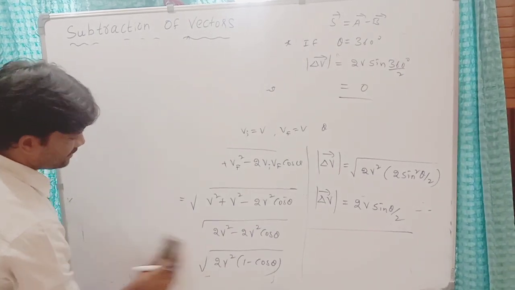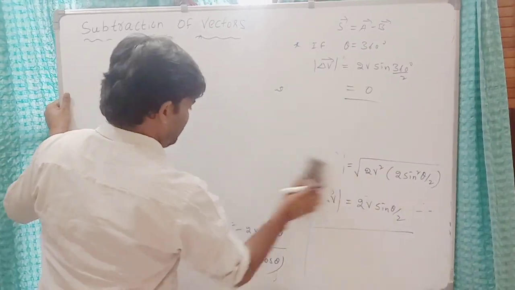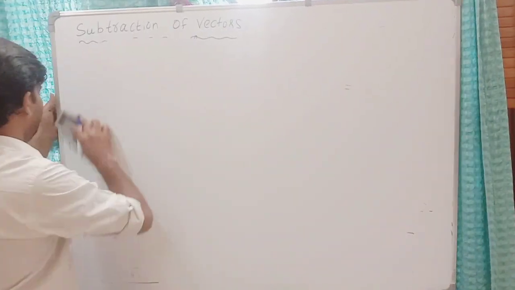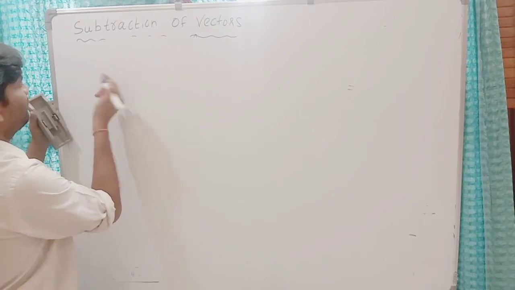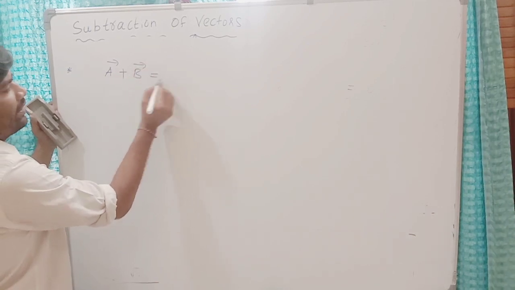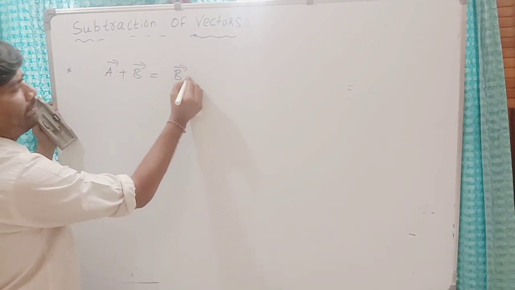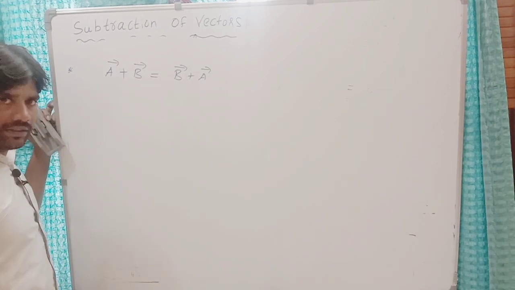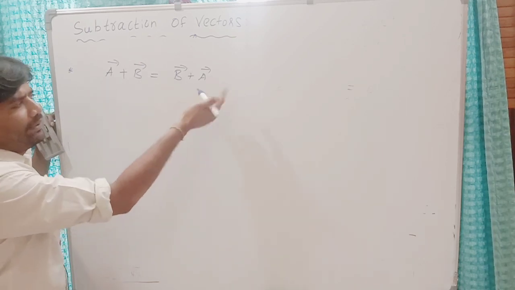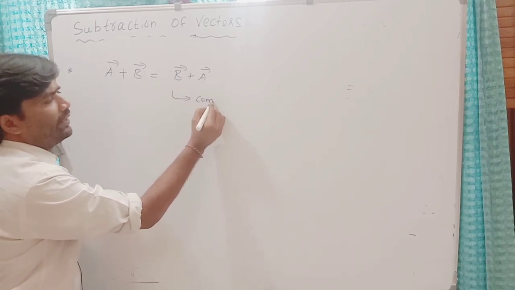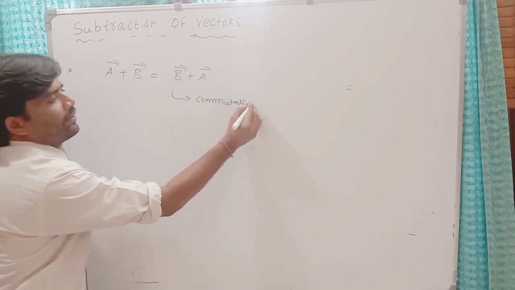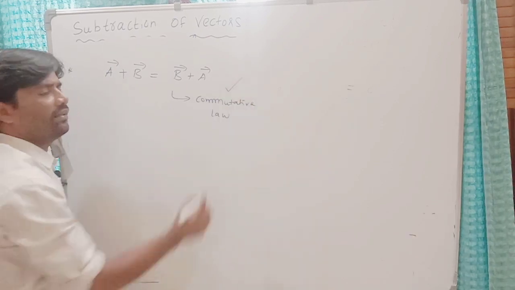Now, laws of vector subtraction. Already we have studied laws of vector addition. We discussed the commutative law, a plus b is equal to b plus a. That addition is independent of the order of addition, right? A plus b and b plus a are the same. So vector addition obeys the commutative law.